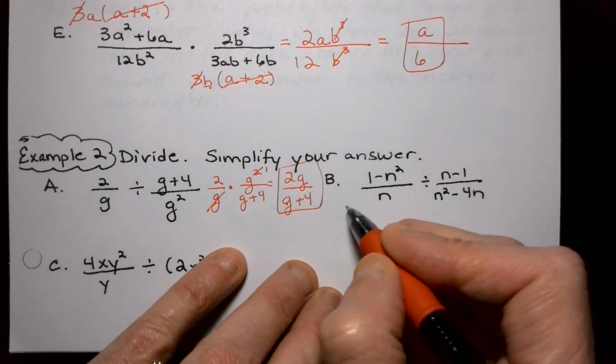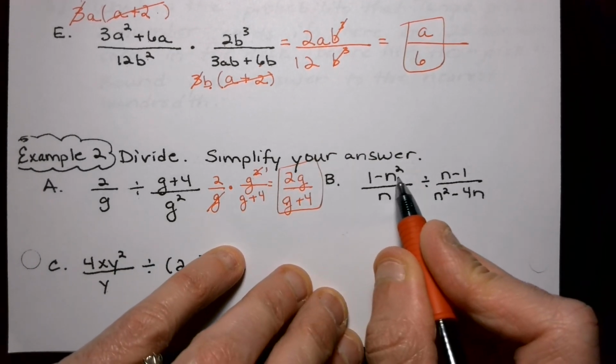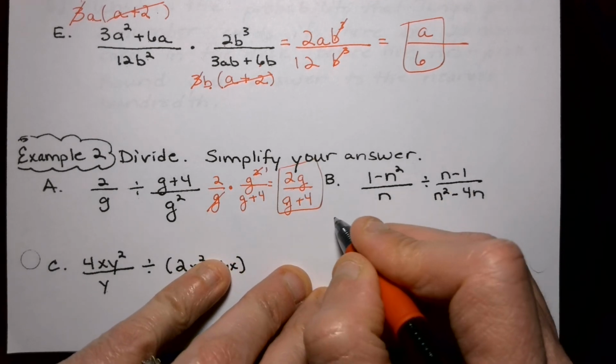Okay, let's try B. Oh, it's backwards again. Remember what we do? We take a negative 1 out front.